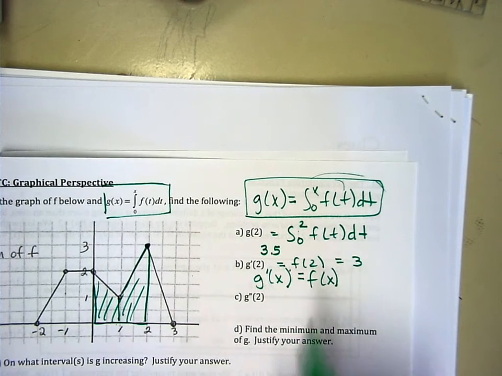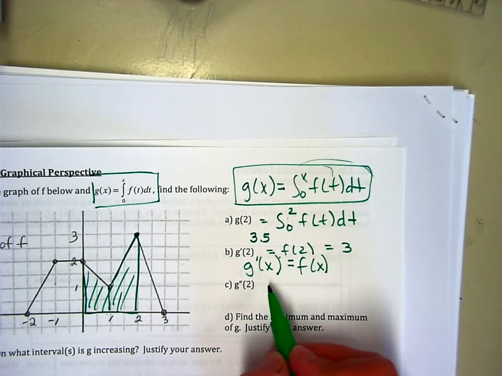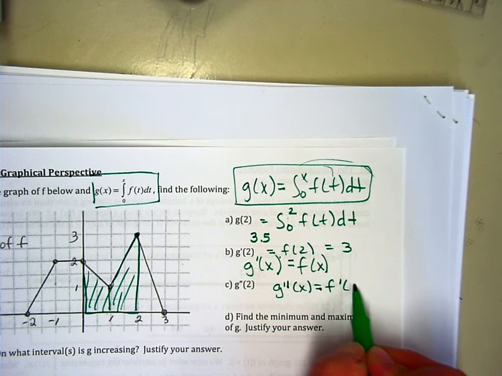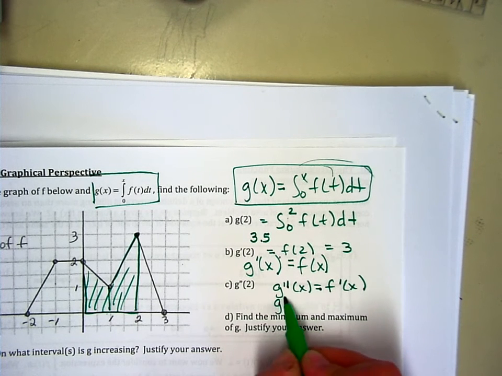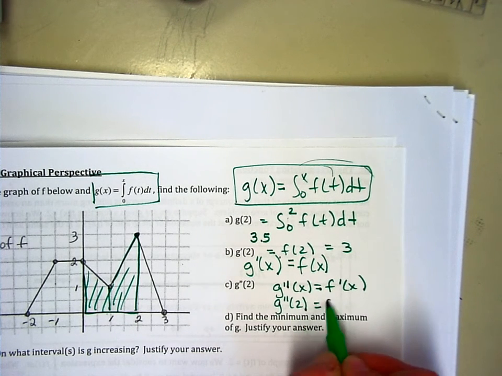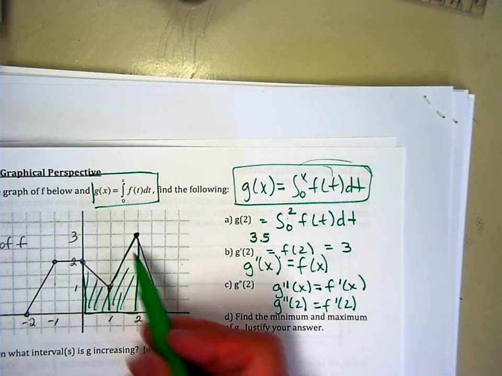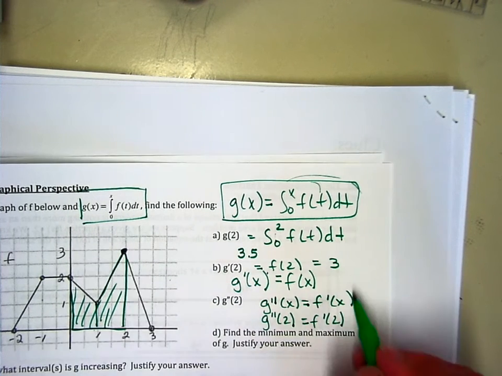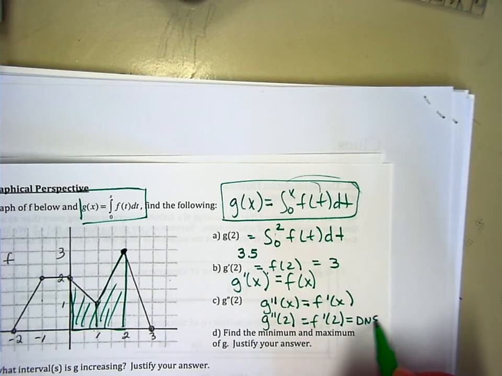So if g prime is f, then g double prime of x should be the same as f prime of x. So g double prime of 2 is the same as f prime of 2. And if I look at this graph of f, what is the slope at 2? It does not exist because it is a corner.